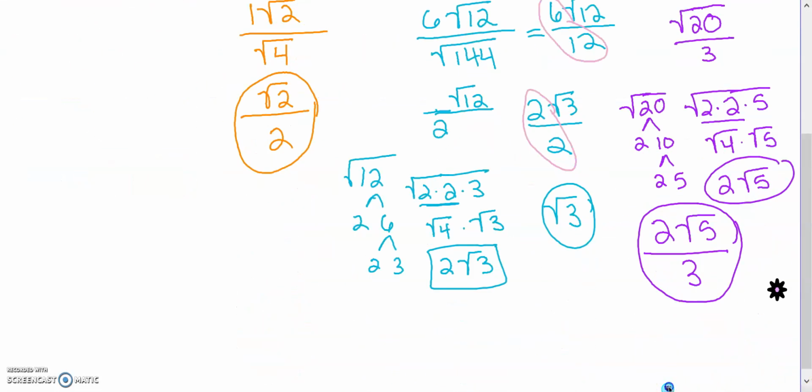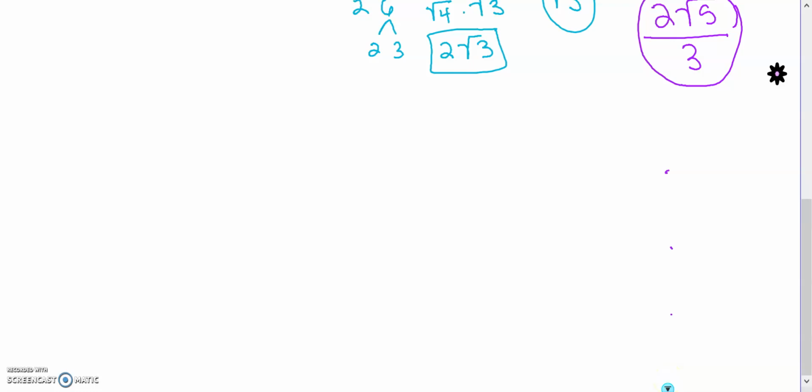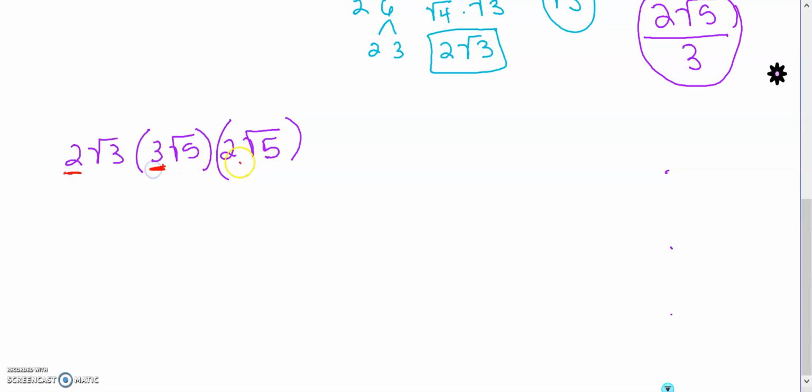I'm going to just show a couple other quick examples. You might see questions like this where you have 2 radical 3 times 3 radical 5, and maybe even a third one. Maybe this one's just 2 radical 4. Now let's do 2 radical 5 again, like this. Keep in mind that you can only multiply numbers outside of the radical with other numbers outside of the radical. So 2 times 3 is 6, times 2 again is 12. We can also multiply numbers under the radical with other numbers under the radical. 3 times 5 is 15, times 5 again gives us 75.